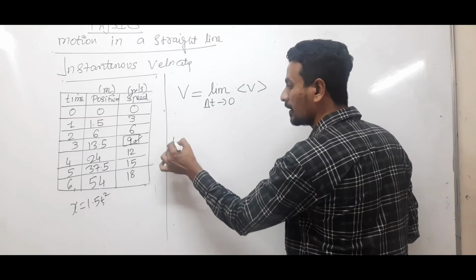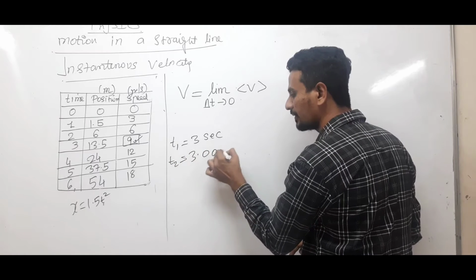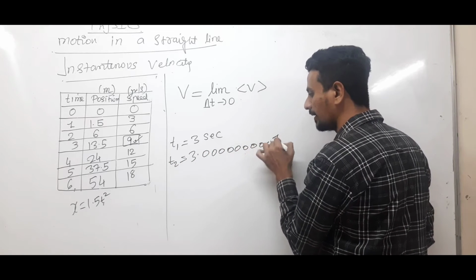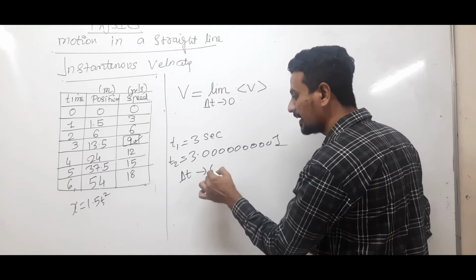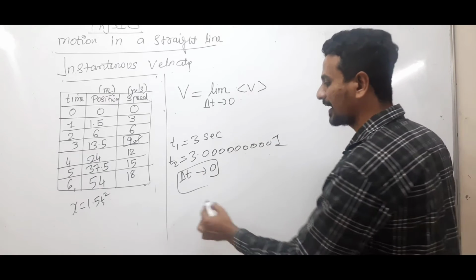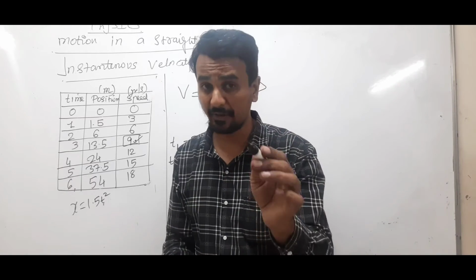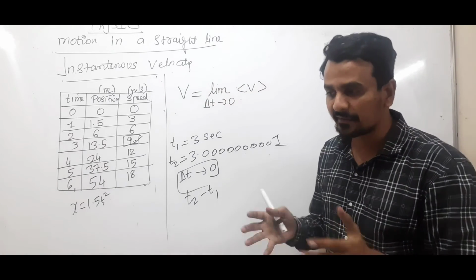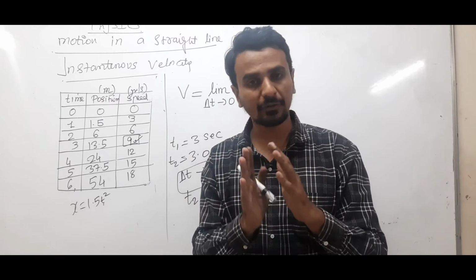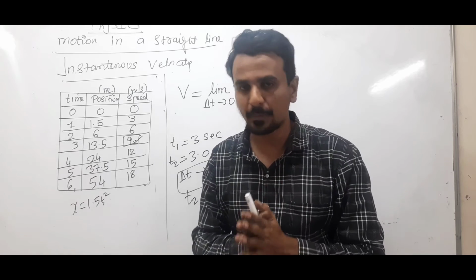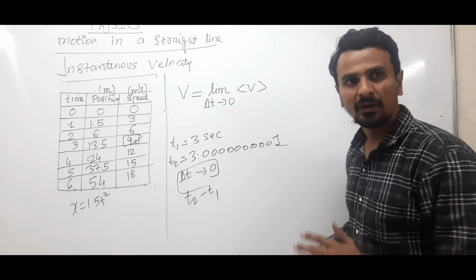That means if you have taken one time as 3 seconds, then you can take the other time as 3.00000000001, something like this, right? So delta t will be very near to 0. Delta t means t2 minus t1. So the answer will be very near to 0 but never equals to 0. That means decrease the time as small as you can, but don't decrease it to 0. Yes, of course you can go very near to 0, but never equals to 0. That is the meaning of limit delta t tends to 0, right?